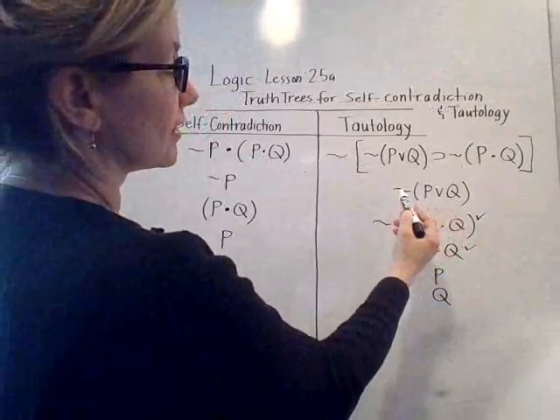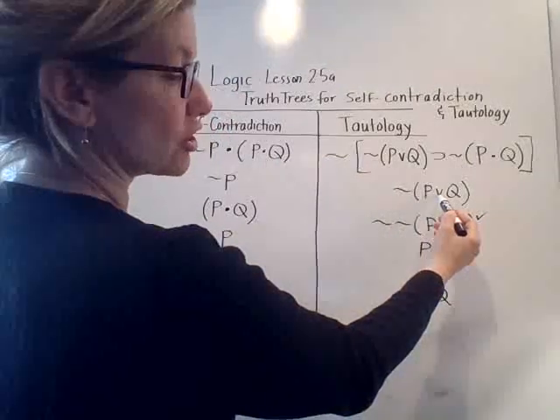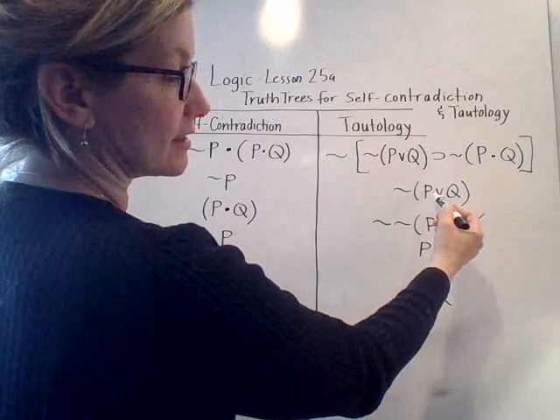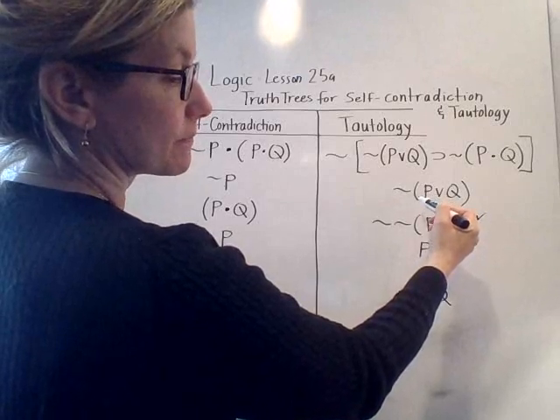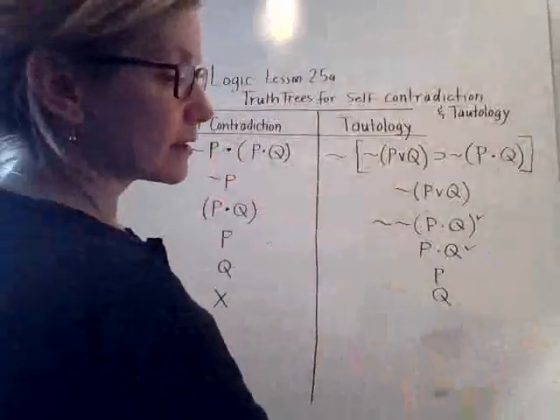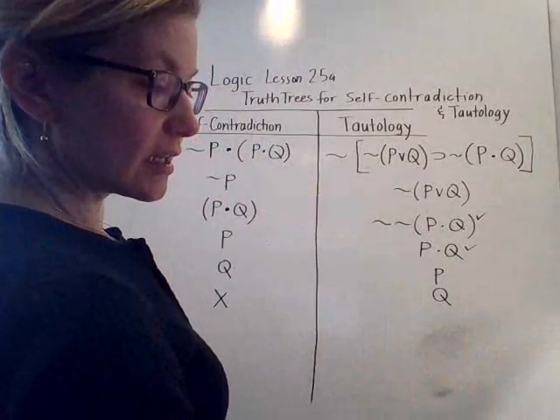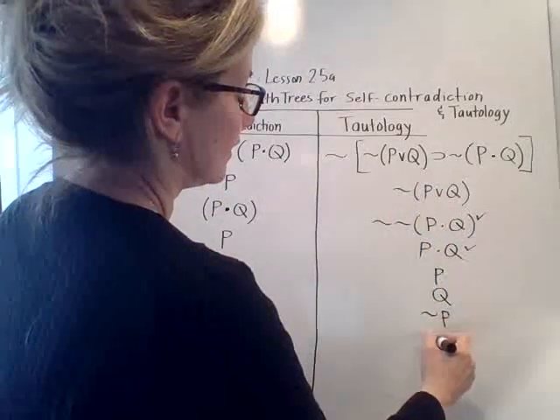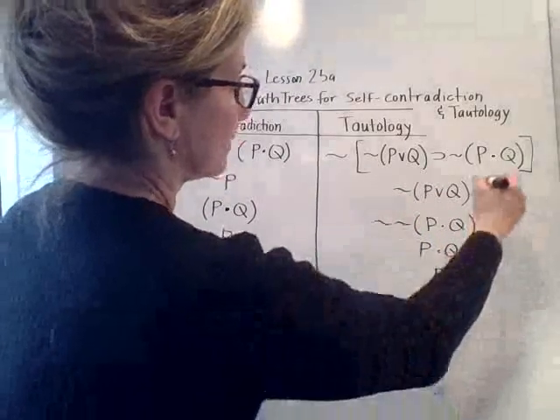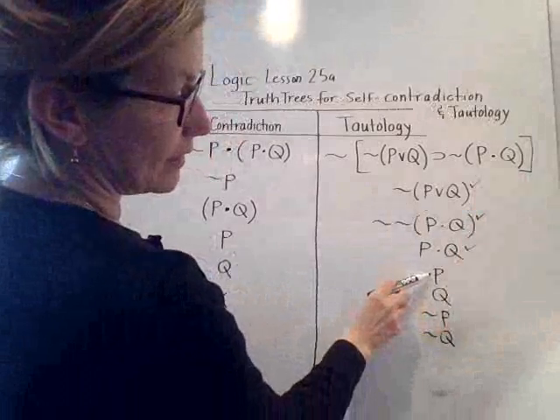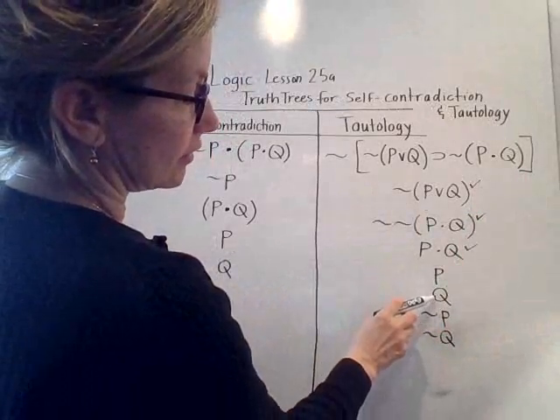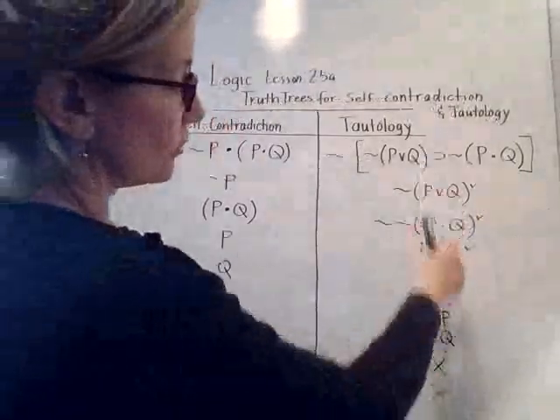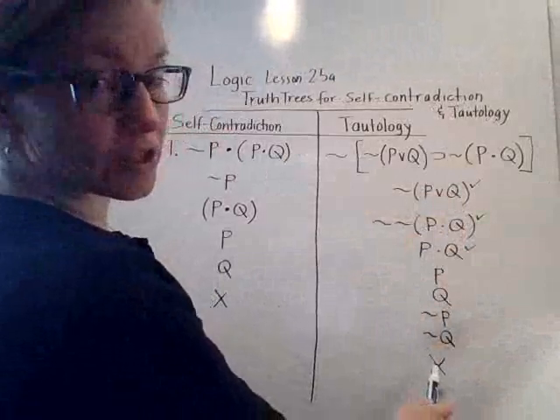And now we're just going to decompose this negated disjunction, and a negated disjunction, let me see here, is just not P and not Q. So we'll check that off. So here you see we have P and not P, and then Q and not Q, so this is a closed branch. And so if you get a closed branch, then it is a tautology.